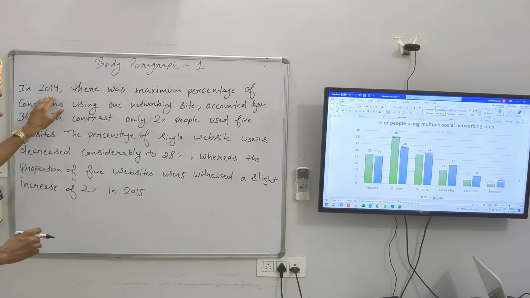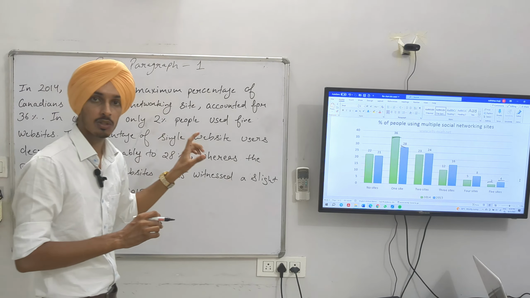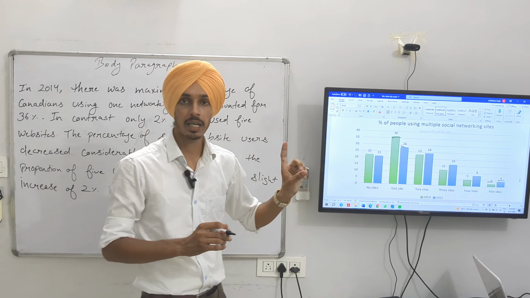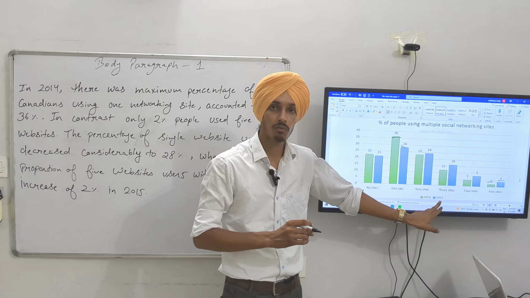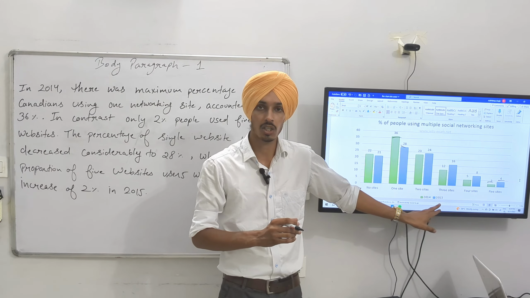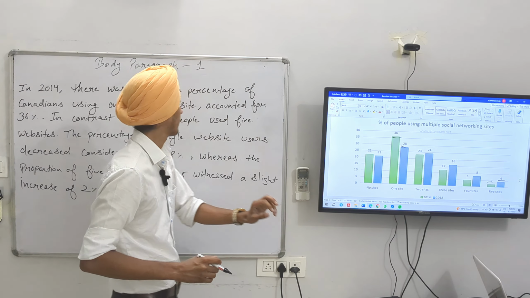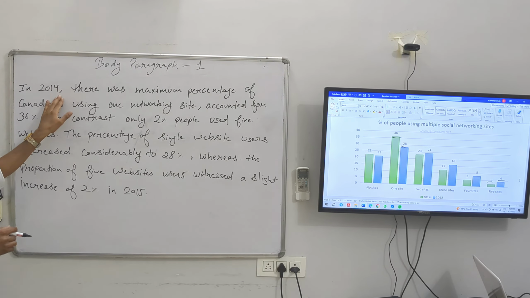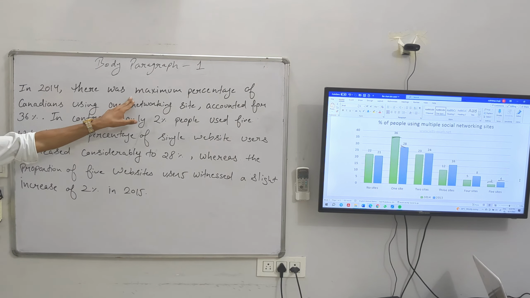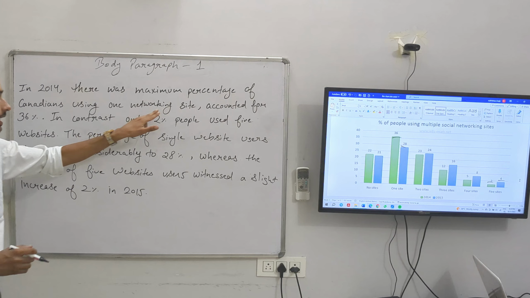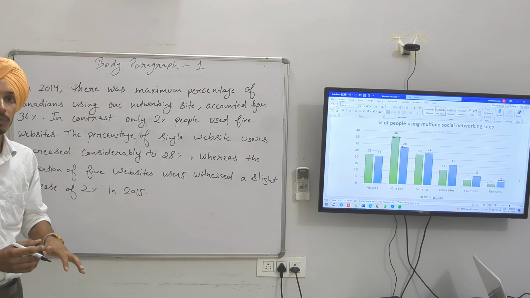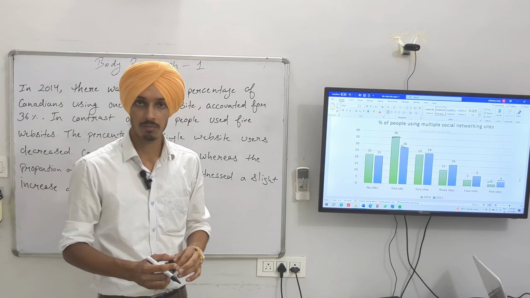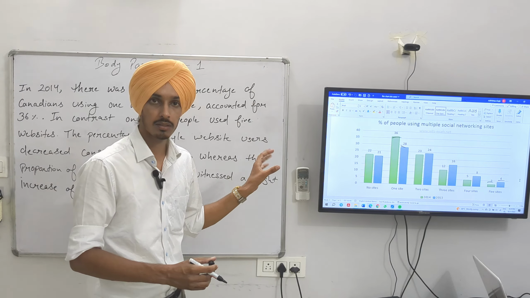In 2014, and remember the most important thing, always write from the starting year. Don't write from 2015. It's completely illogical. Start from here as I have started. In 2014, there was a maximum percentage of Canadians using one networking site, accounting for 36%. So the percentage of people in Canada using one site was maximum. So I have written that first.